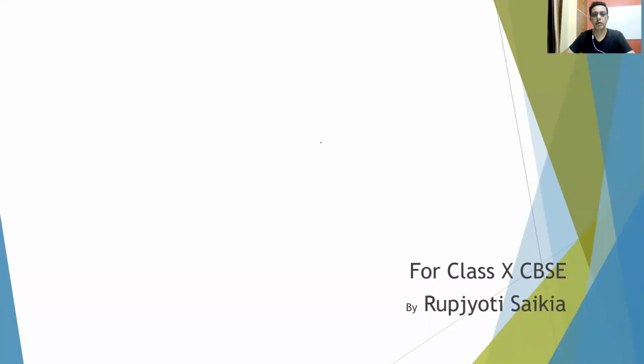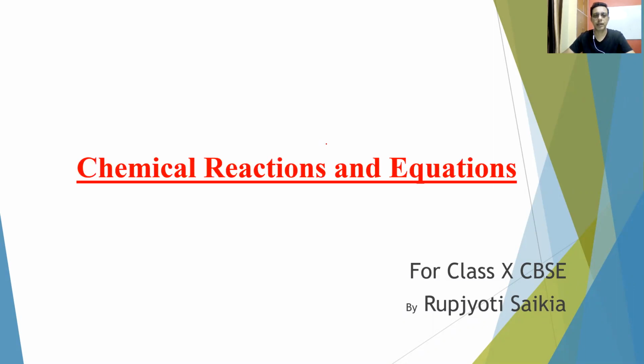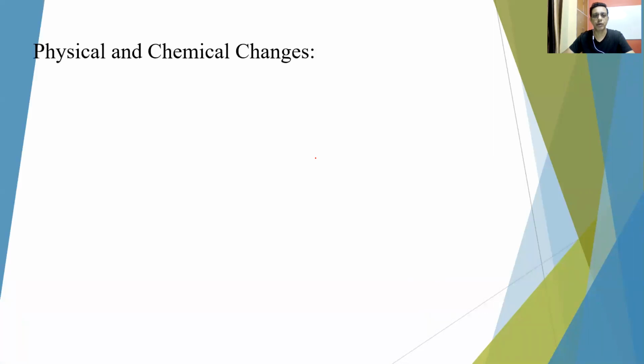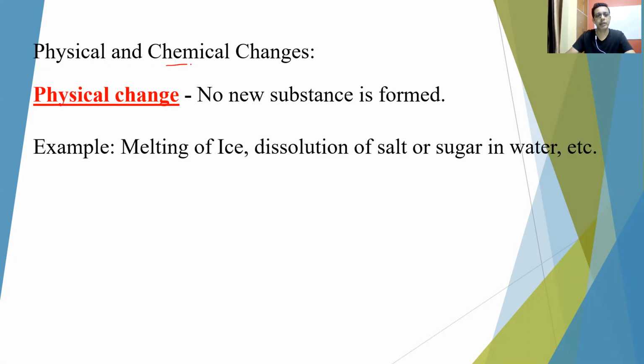Hello students. In today's class, we'll discuss the first chapter of class 10 chemistry, that is chemical reactions and equations. To learn these chemical reactions and equations, we'll start from a topic that you have studied in class 7 and again in class 9, that is physical and chemical changes. Now when we say physical change and chemical change, what comes to our mind?